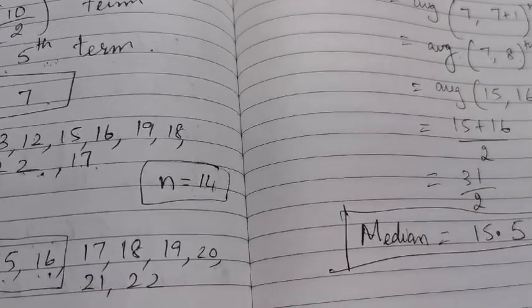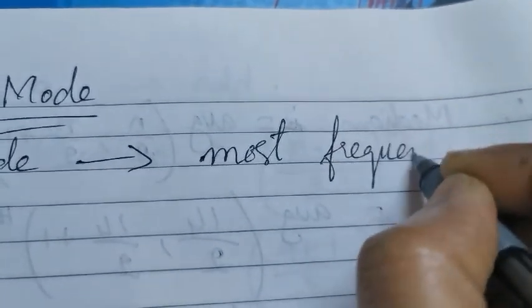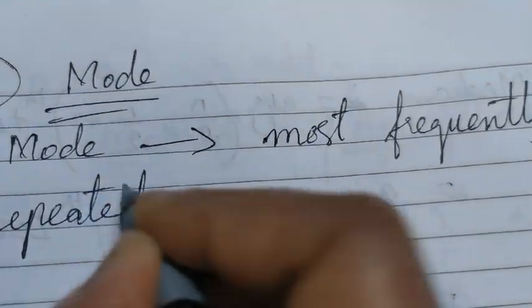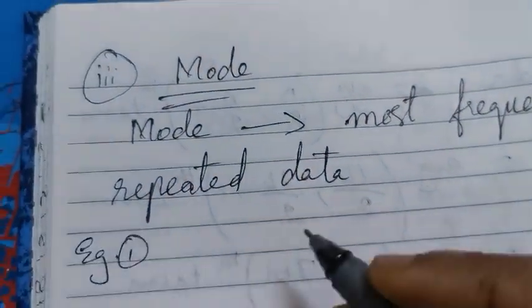For odd and even, there is a difference in the formula. Please note that down. The third one is mode. Mode means the most frequently repeated data.